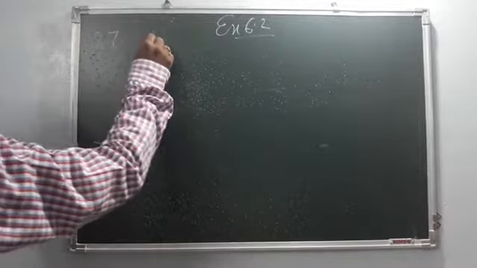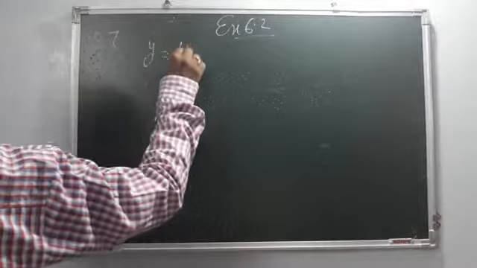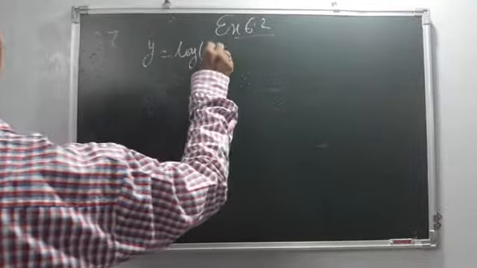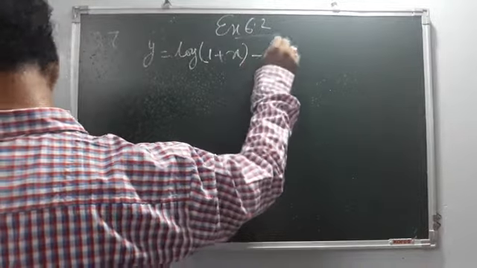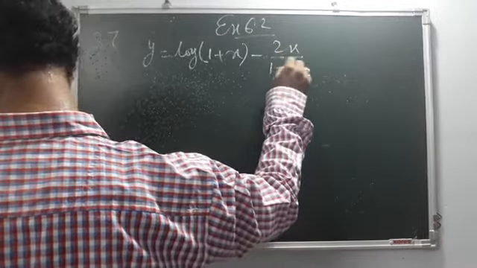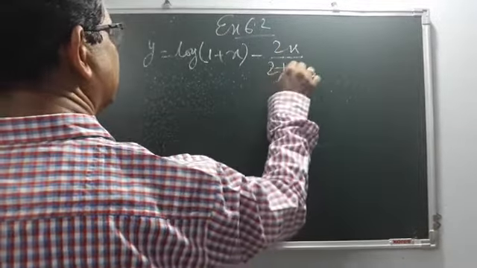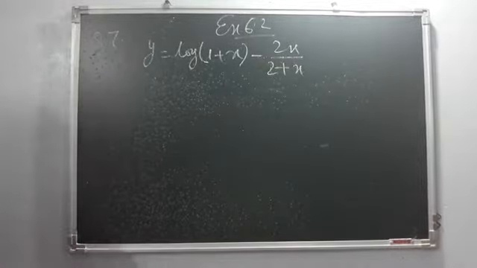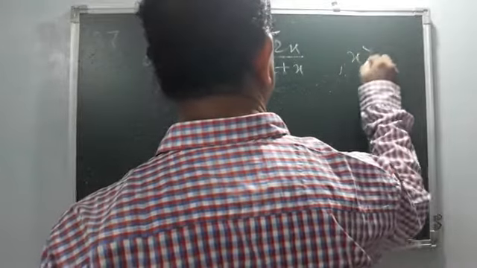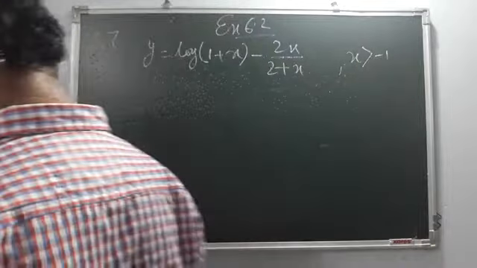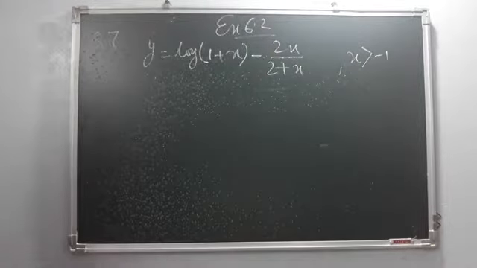What they have given: y is actually f(x). So y is equal to log(1 plus x) minus 2x by (2 plus x). And one thing is given: x is greater than minus 1. It is obvious, because if x is less than minus 1, you cannot do it, as the log becomes invalid.